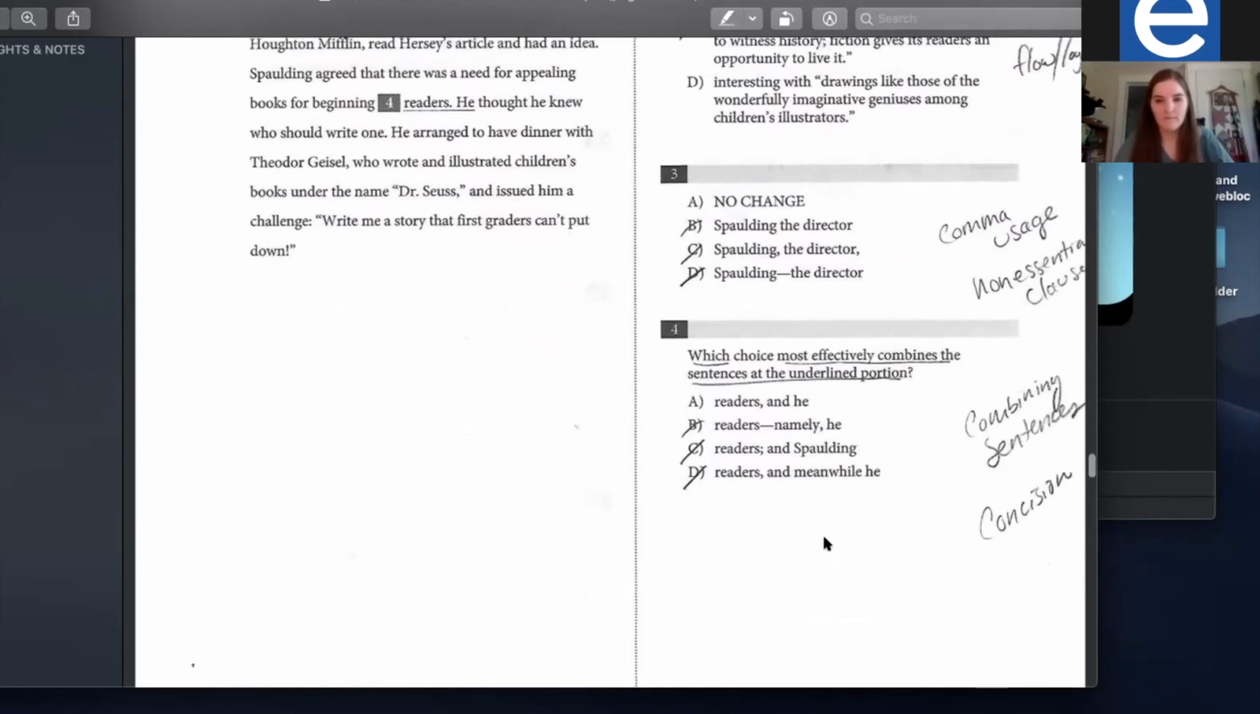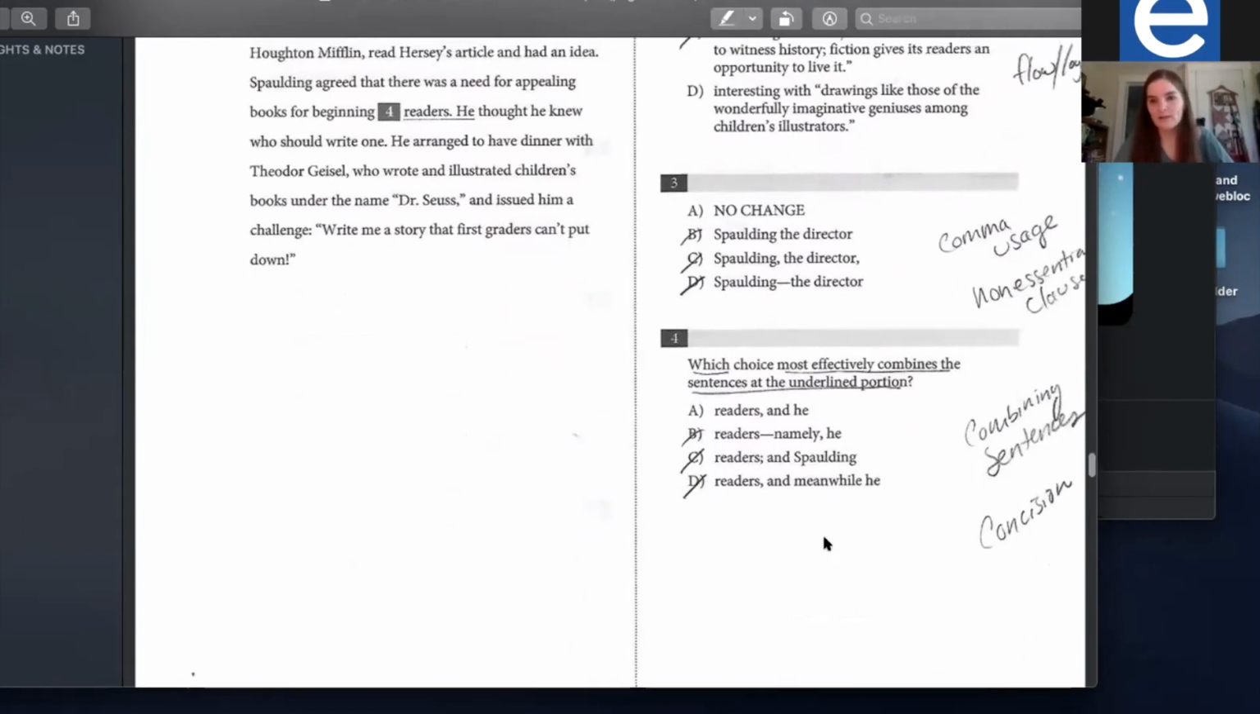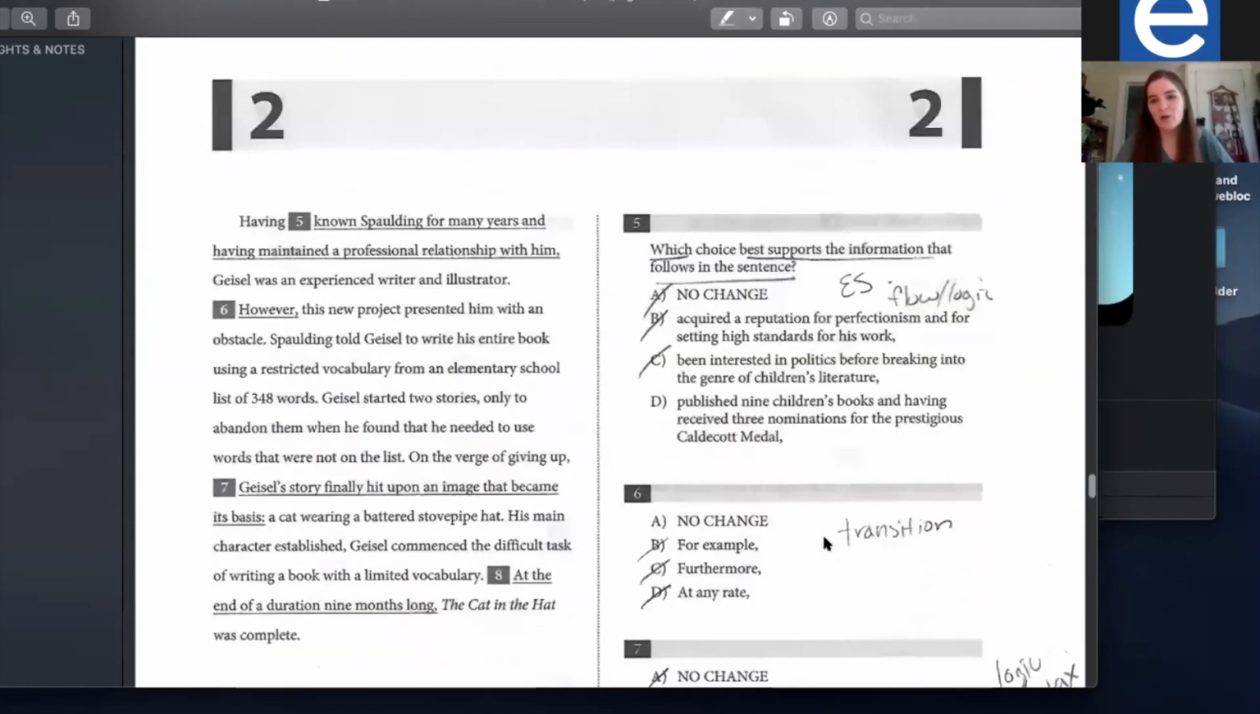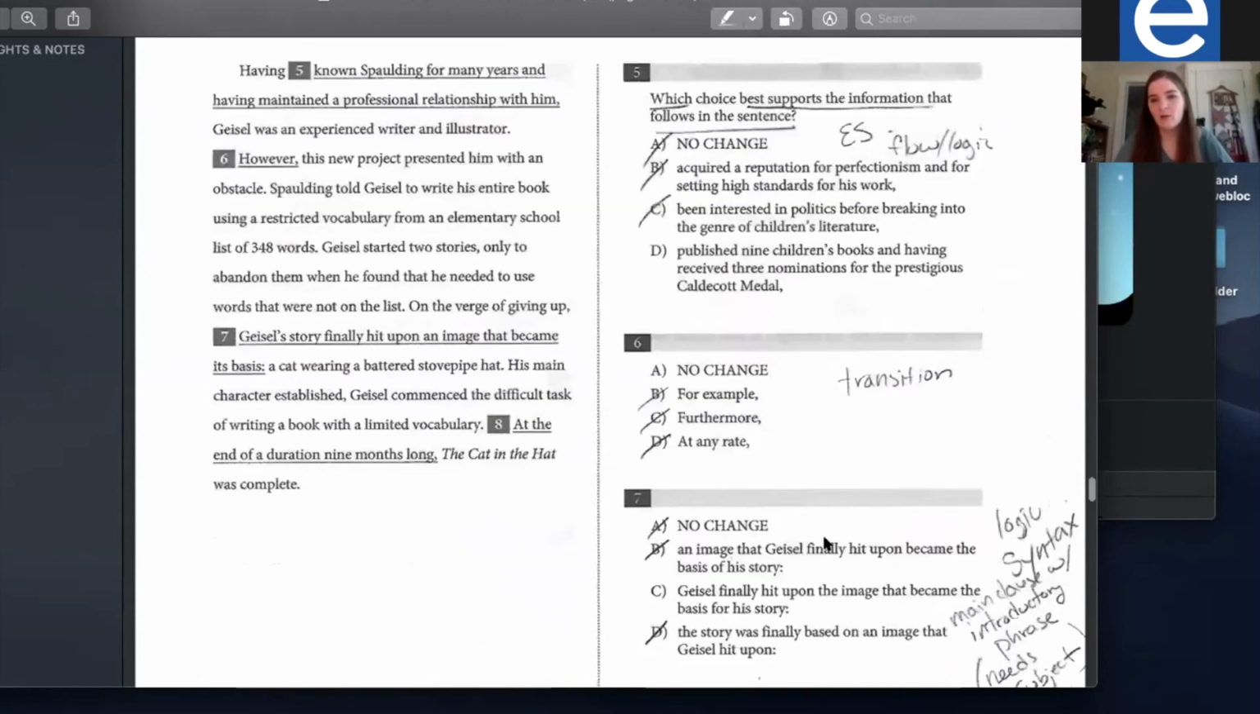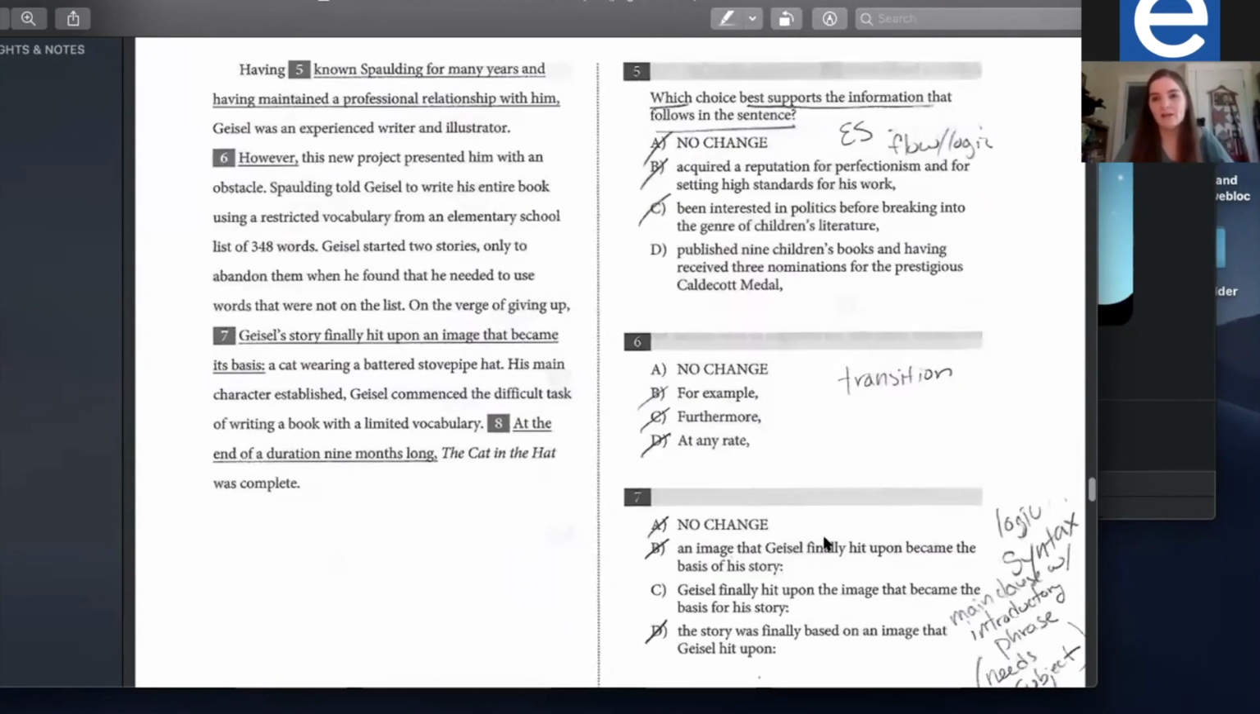Question 4 has to do with combining sentences. It also has to do with concision, so being as precise and succinct as possible. These are all kinds of things that we've been talking about today. Being able to identify what they are asking you is going to help you attack each question.